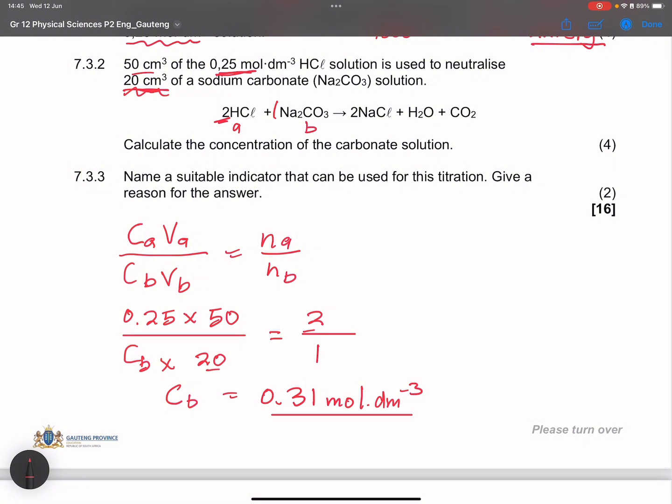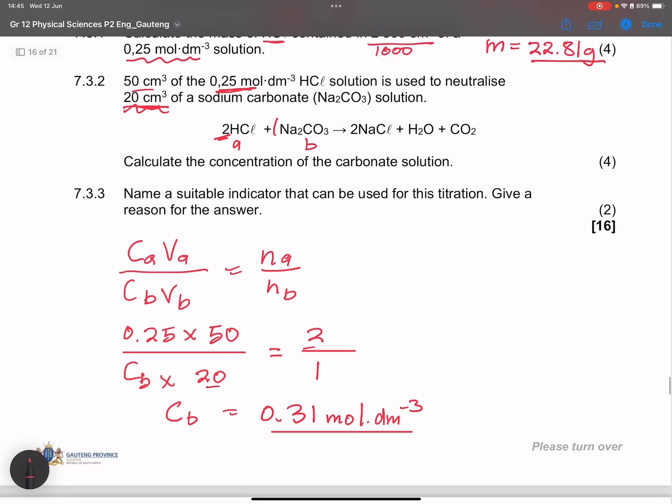Okay, right. And in this case, the last question. They say, name a suitable indicator that can be used in this titration and give a reason for the answer. Now, ladies and gents, we have to know our indicators. Okay, so what are we taking here?